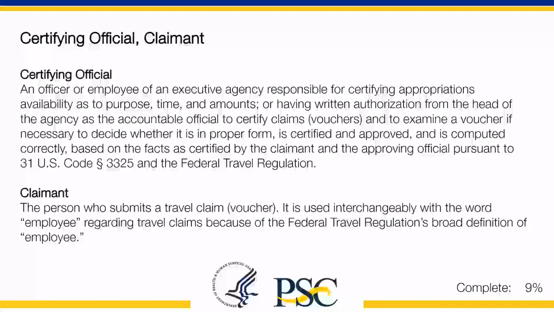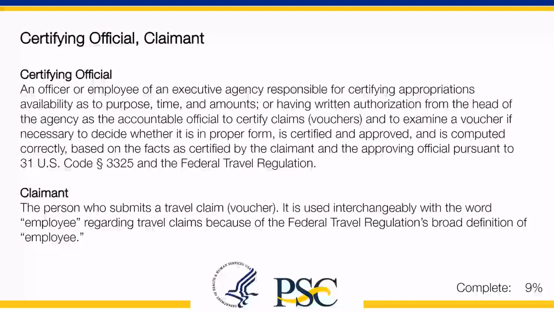Certifying Official. An officer or employee of an executive agency responsible for certifying appropriations availability as to purpose, time, and amounts, or having written authorization from the head of the agency, as the accountable official to certify claims, vouchers, and to examine a voucher if necessary to decide whether it is in proper form, is certified and approved, and is computed correctly, based on the facts as certified by the claimant and the approving official, pursuant to 31 U.S. Code Section 3325 and the Federal Travel Regulation.